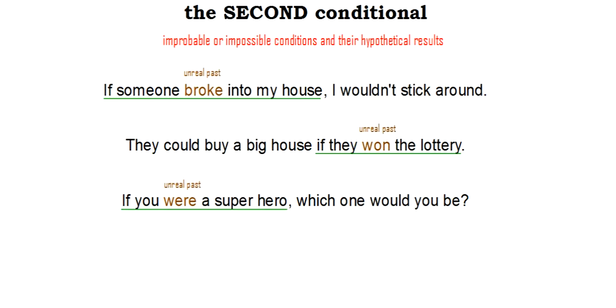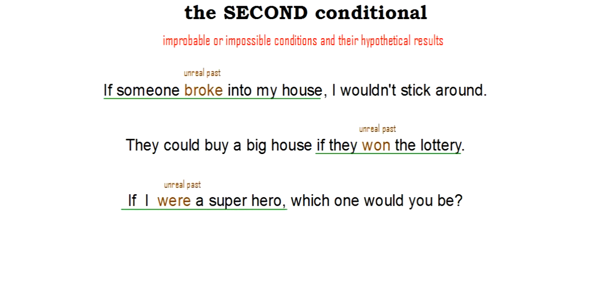We're not talking about a past event. This is just the form the verb takes for a hypothetical situation. A quick note about the verb to be in the unreal past. Have a look at the third example. If you were a superhero, which one would you be? Let's change the subject in that sentence. If I were a superhero.